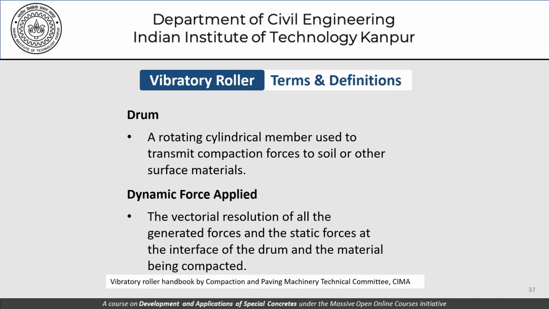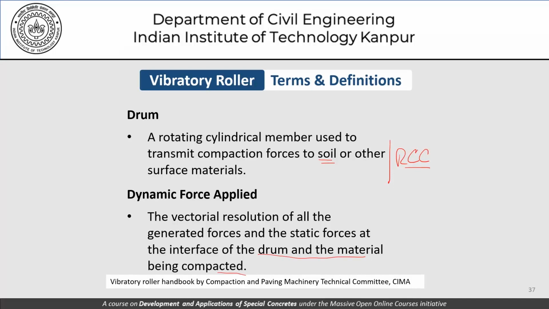There is the drum, which is the rotating member used to transmit compaction forces to the soil or other surface materials. In this case, it's not soil we are talking about. In this case, we are talking about the roller compacted concrete, which is in contact with the drum. And the dynamic applied force is the vectorial resolution of all generated forces and the static forces at the interface of the drum and the material being compacted.